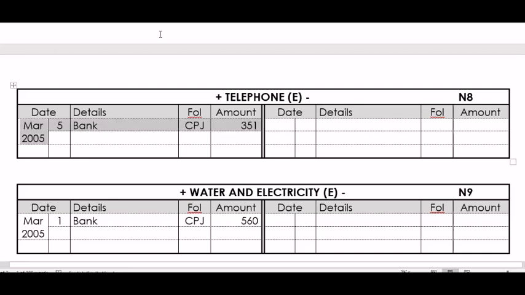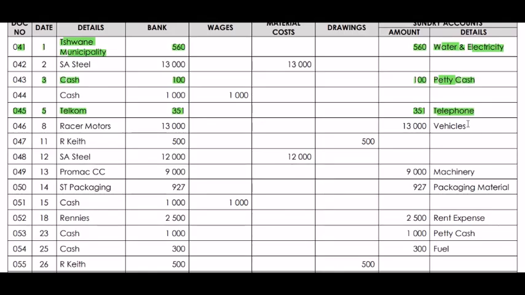Like this. And the value. Can you see it's very repetitive? The only things that change at this moment are the date and the amount. And obviously you must do it in the right account. The next one is vehicles of 13,000 Rand, and the transaction took place on the 8th. I get the date from the dates column.